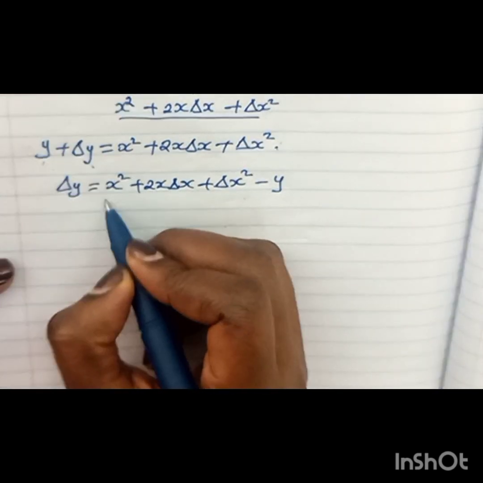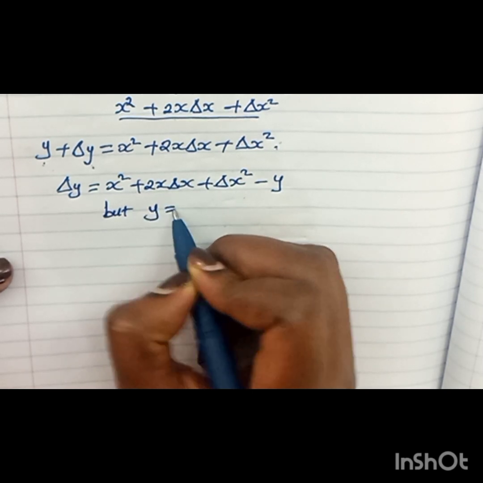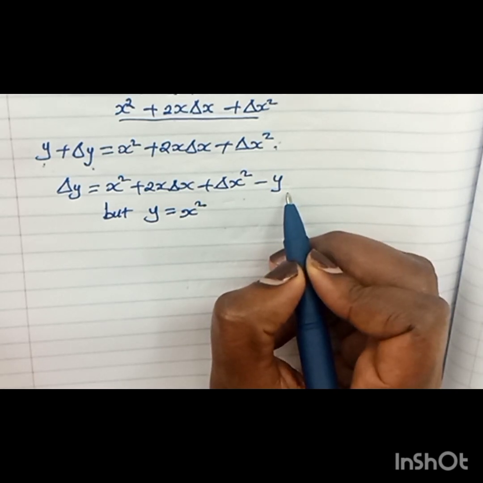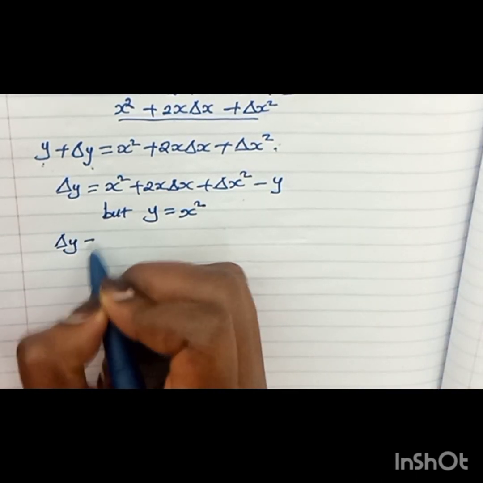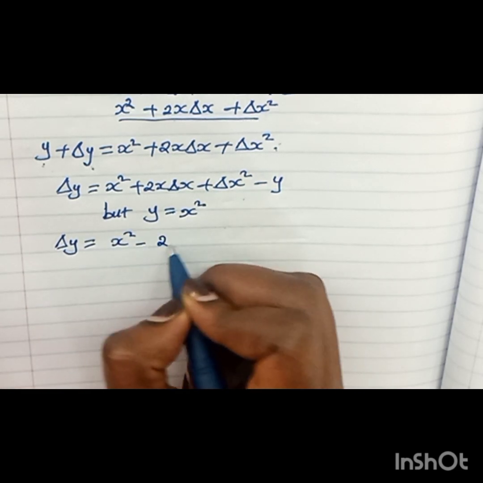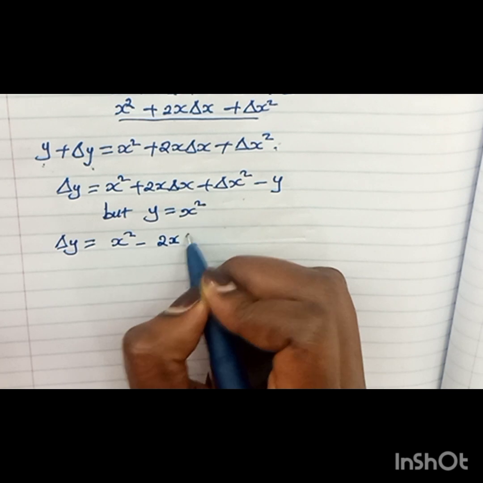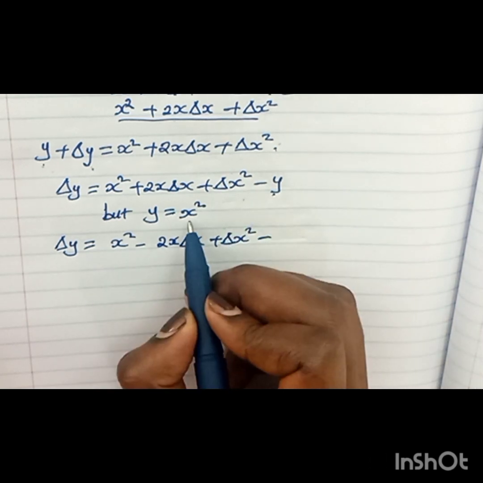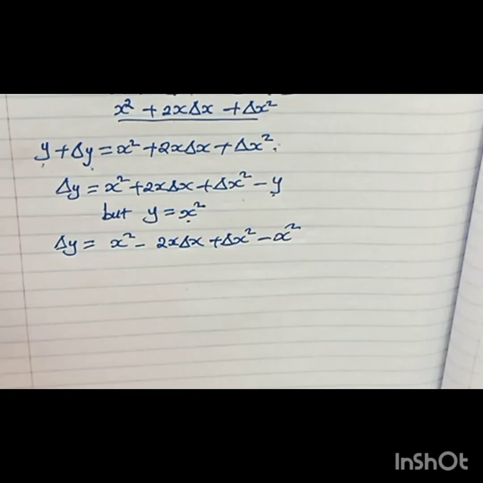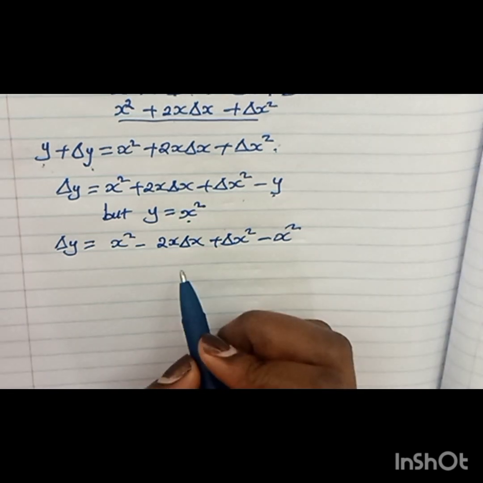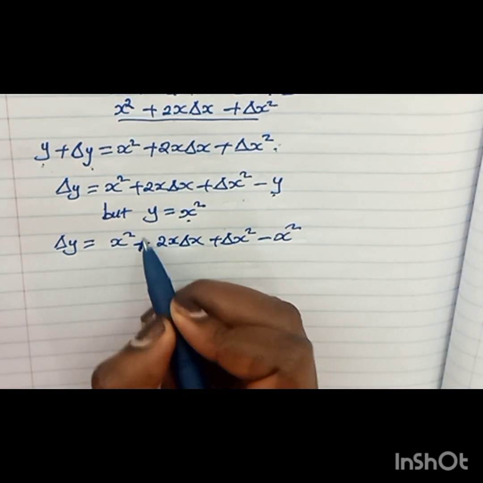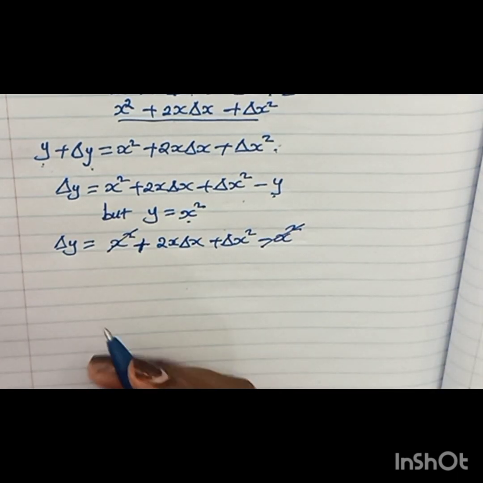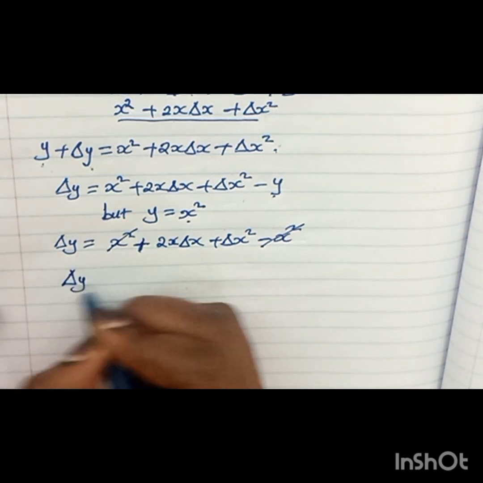Then from there, we know that our y was equal to x squared. So I'll come to this expression and replace my y with x squared, so that change in y is equal to x squared plus 2x change in x plus change in x squared minus this y, which is the same as x squared. I have that. Then from there, you find that I have positive x squared and minus x squared, which will cancel out, and I remain with change in y is equal to.